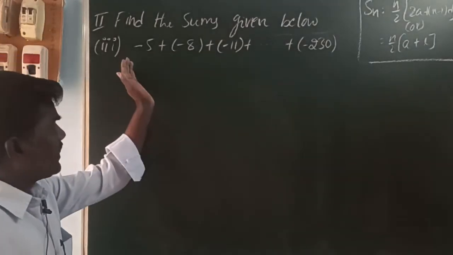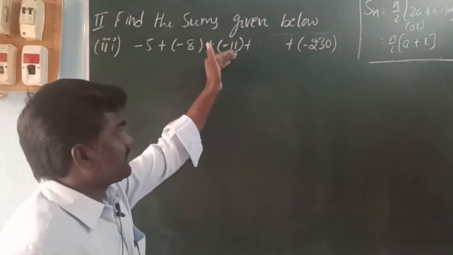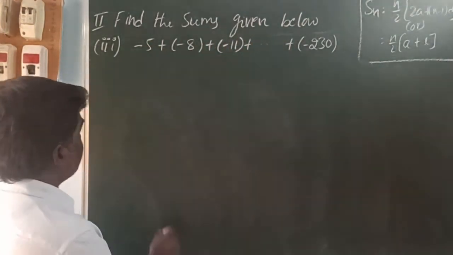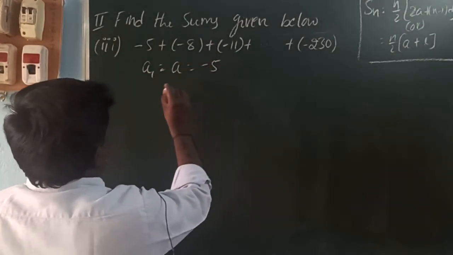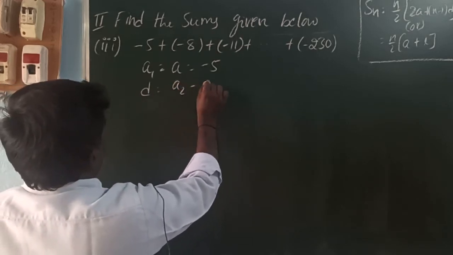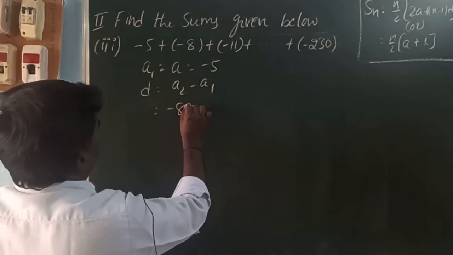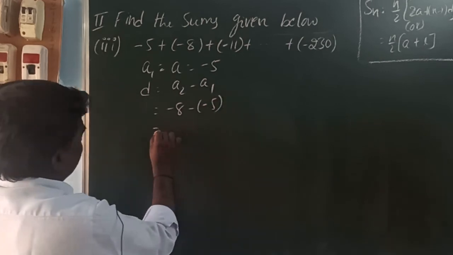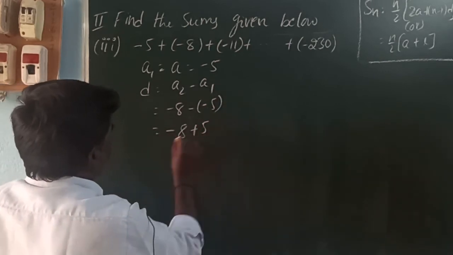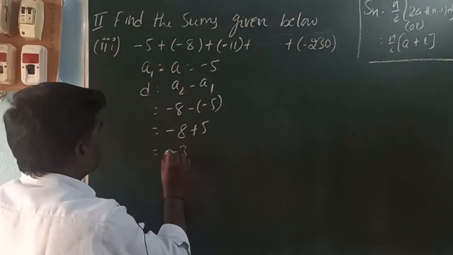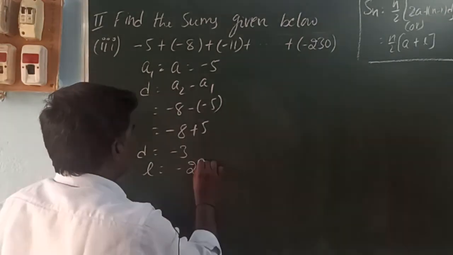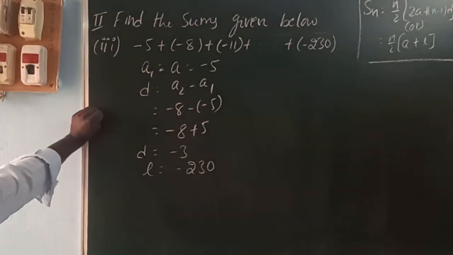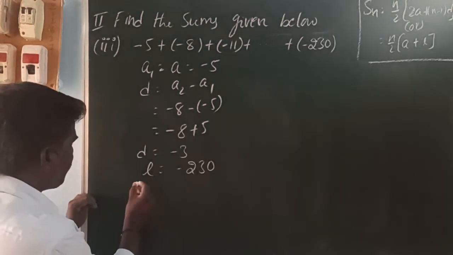Next, third one, minus 5 plus minus 8 minus 11 and so on up to minus 230. So here the first term is minus 5. Next, the common difference is a2 minus a1. So here minus 8 minus a1, which is minus 5. So minus 8, minus minus becomes plus 5. So minus 8 plus 5 is minus 3. d is equal to minus 3. So the last term is given as minus 230. In this AP, how many terms are there? We don't know that. How can we find it? By using the last term or nth term.